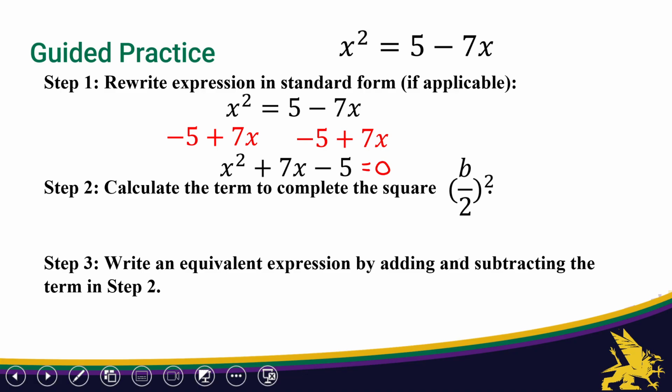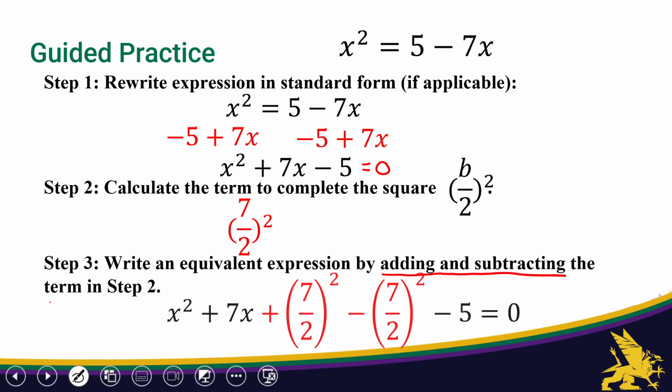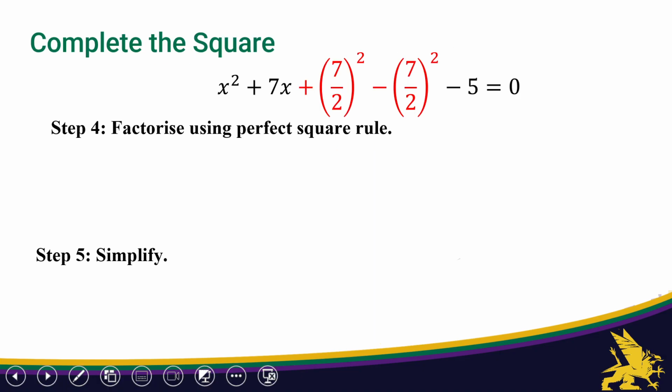So what I'm going to add and take away is just going to be (7 over 2) squared. I will keep it in that form because it does make it easier. So we're just going to rewrite our equation, but we're adding in (7 over 2) squared and taking (7 over 2) squared. Make sure that adding comes first. The next part is we're going to factorize using the perfect square rule. The perfect square rule is (a plus b) squared is equal to a squared plus 2ab plus b squared.